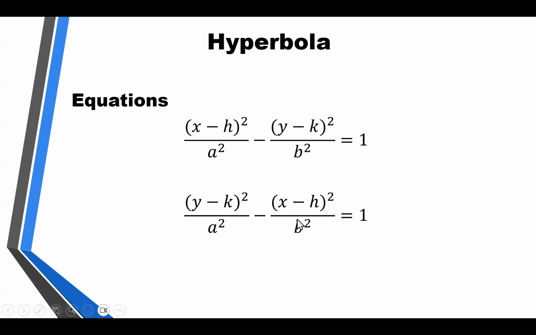In this second equation, since the a is underneath the y, the asymptotes will have slopes a over b or negative a over b. Again, slope is change in y over change in x. So I think about denominator underneath the y versus denominator underneath the x.